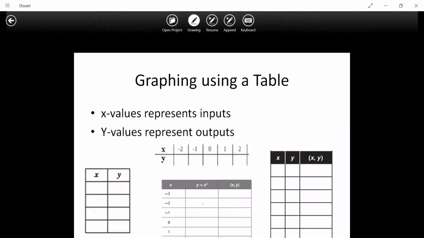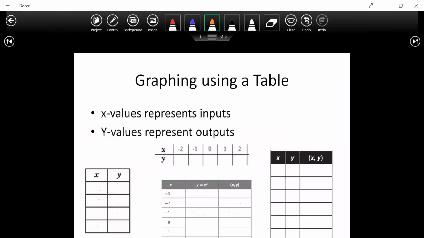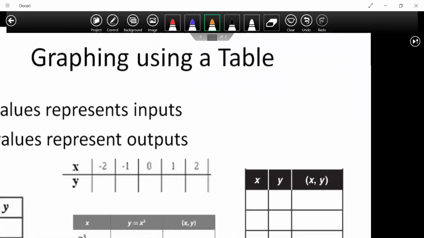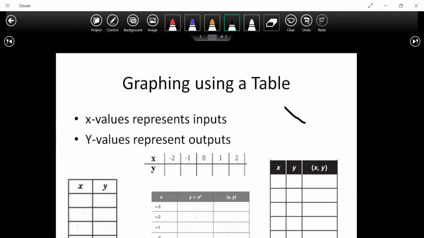Continue on, copy down the following. Graphing using tables. We talk about this coordinate system, which is a point in a plane. This plane is the X and Y plane. It's a two-dimensional surface, very flat. You can tell what the point is. We also refer to our coordinate points as X and Y. X is always first, Y is always second.